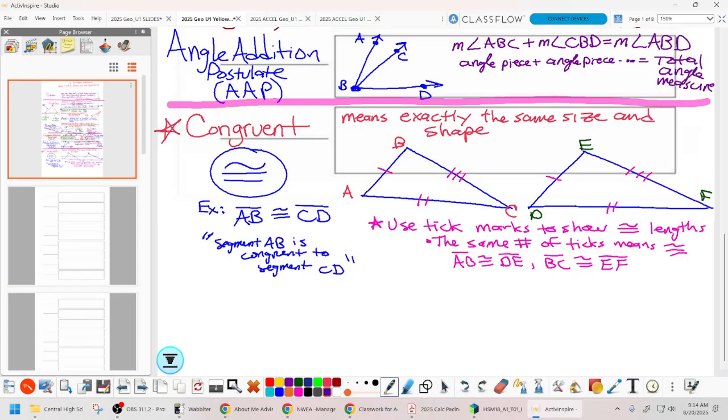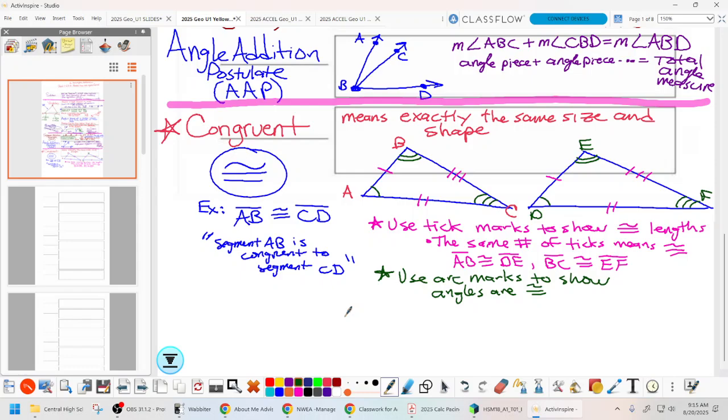Alright, now let's do the same thing for angles. And let's use green. Okay, angles, we just do what we call an arc mark. Arc marks. And it's the same principle, where the same number of arc marks means those angles are congruent. So this is a very typical looking geometry diagram. So use arc marks to show angle congruence, or to show angles are congruent.